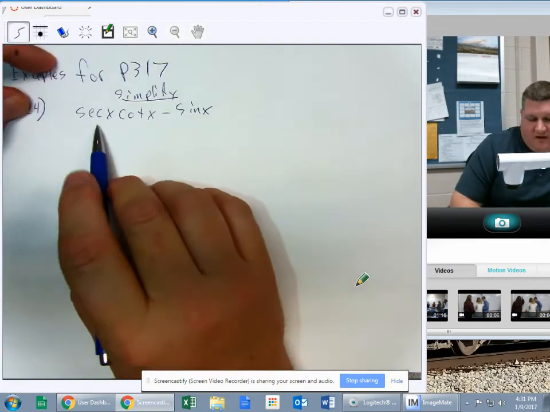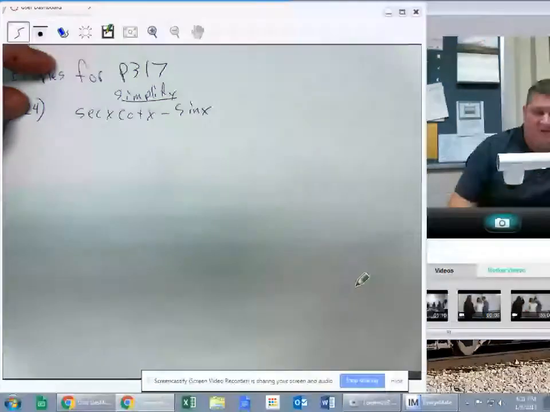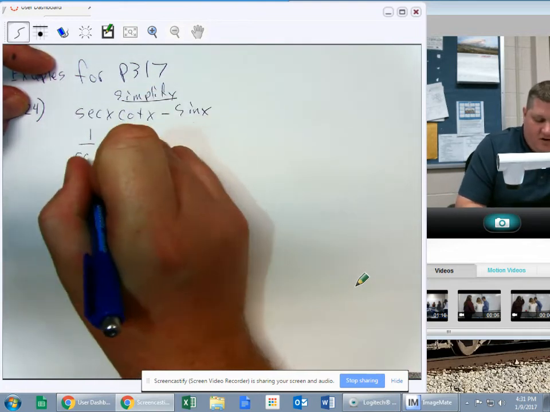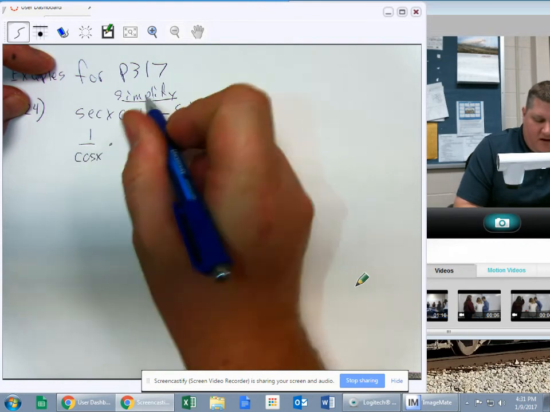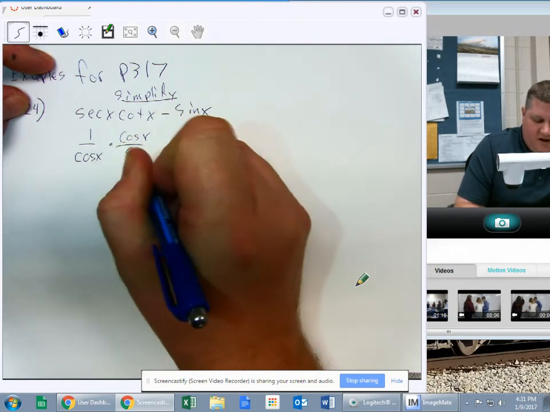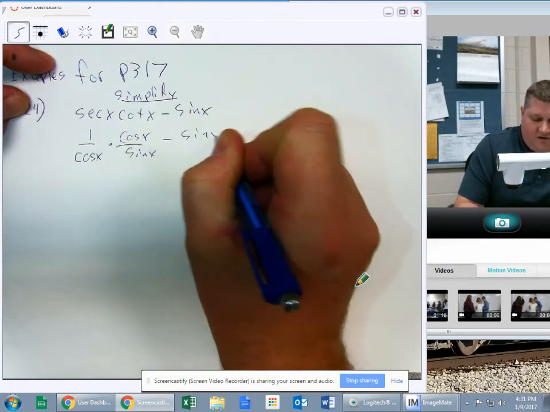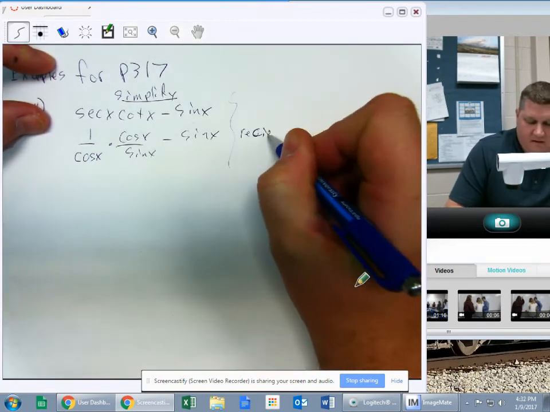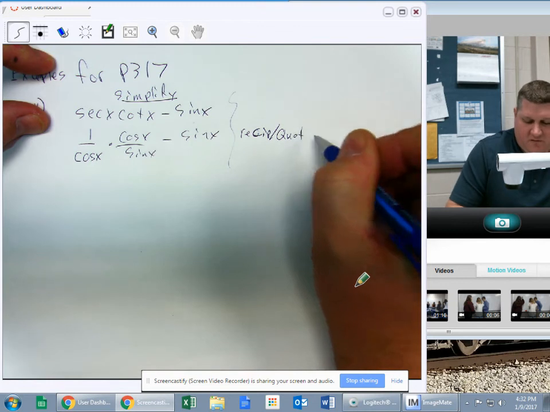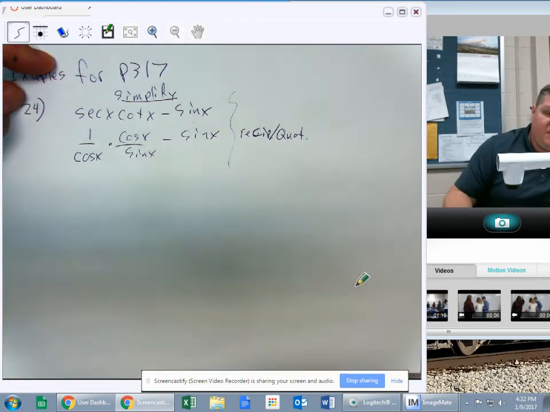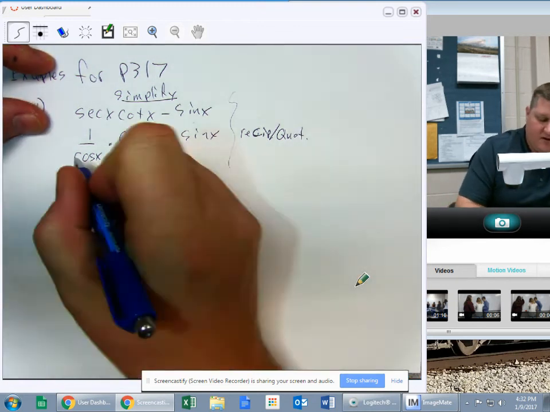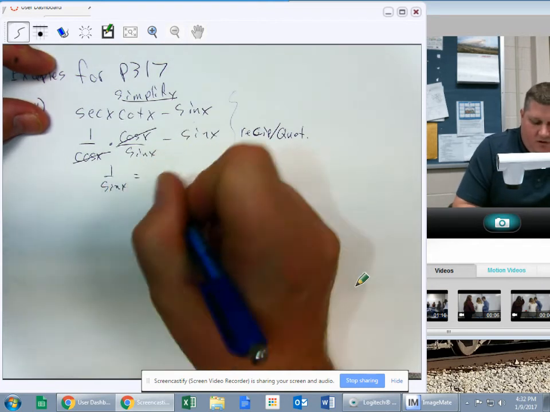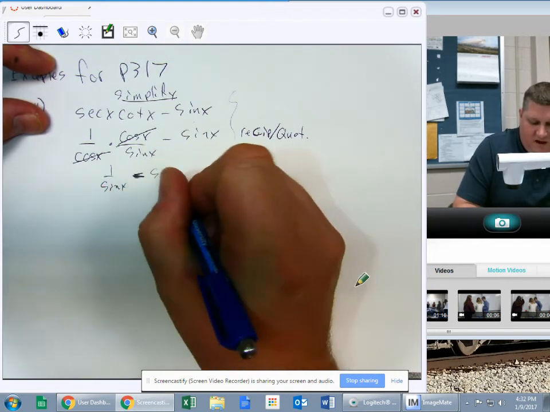Well, my problem is I have secant, cotangent, sine. I got way too much stuff. Let's just change it all to sines and cosines. So let's go 1 over cosine x times cosine x over sine x minus sine x, and I did that by reciprocal and quotient. Now, with that, I can say, aha, I see something. Cosines, they go. 1 over sine x minus sine x.